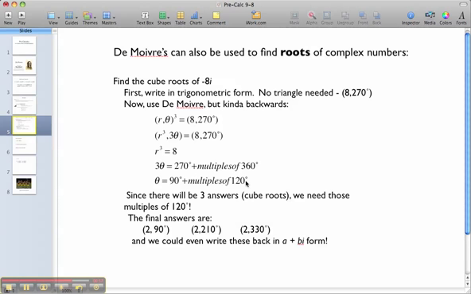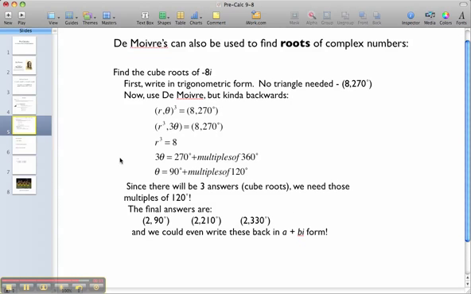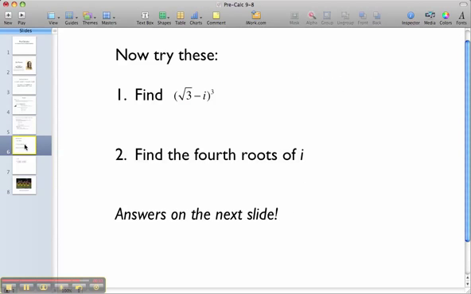And where did this 120 come from? Well, just like we divided 270 by 3, we have to divide 360 by 3. So we are going to have 3 answers. Those are the cube roots. And we need those 3 particular answers there, so we keep adding 120 onto each of these angles there. We could convert them to a plus bi form, but we won't do that.